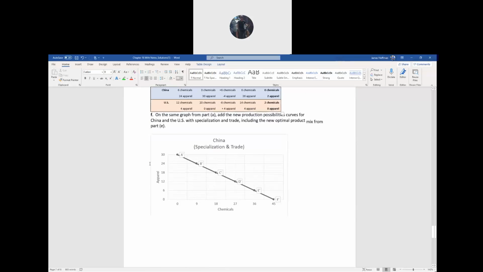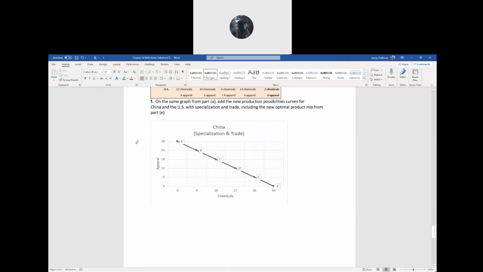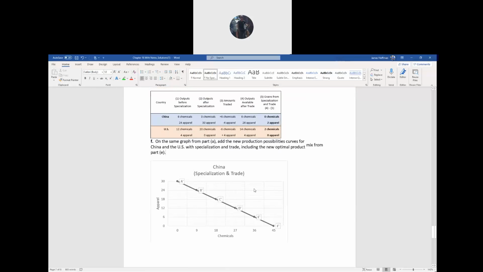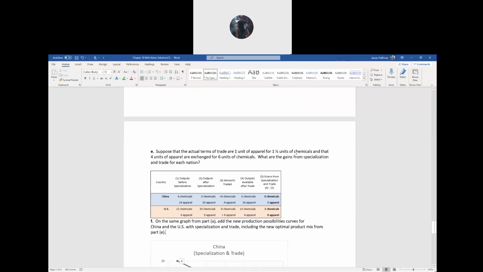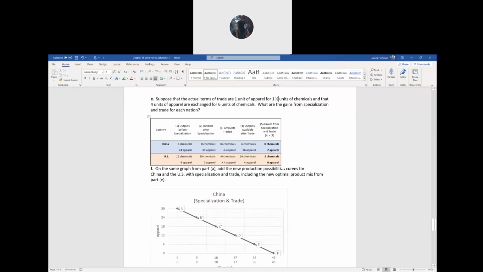And then part F, what we just did is show the new curve, which essentially starts with the point they're specializing in, and then shows all the possible points they can get to by trading at that fixed exchange rate. In this case, it's 1 to 1.5, or the other way would be 1 to 2/3.